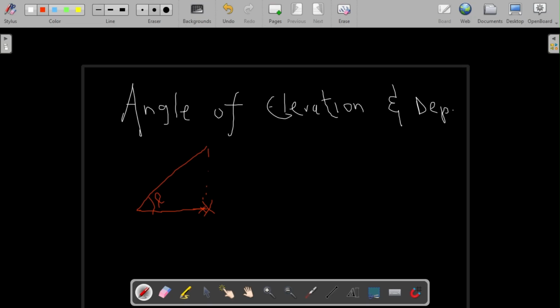Now if this is the tree and this is the man here, and this man views this, a certain angle has been made from the man's eye up to the tree. So that's the angle of what? Elevation.